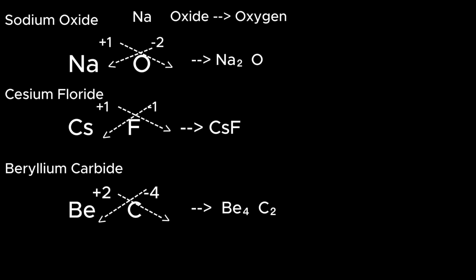Be4 and then C2. But there's one thing you gotta know when using the crisscross method. If the two subscripts still have a common factor, you have to reduce. So because 4 and 2 share a common factor of 2, you have to reduce this. So you have to get Be2 and then 1 carbon. So you see how you reduce the 4 and the 2 to a 2 and a 1? And this is really important.